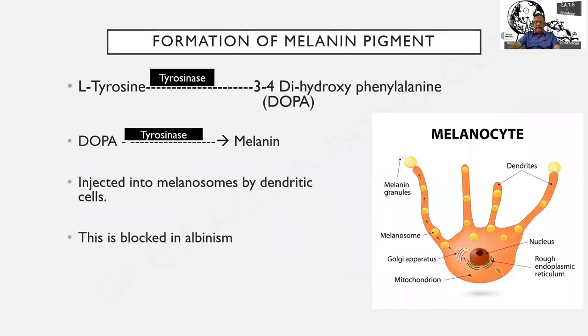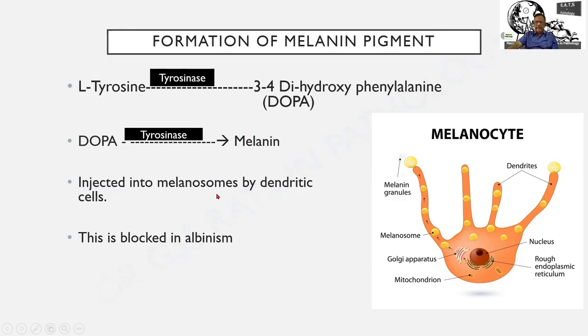How is a melanin pigment formed in our skin? There is L-tyrosine, which is acted upon by an enzyme called tyrosinase. This gets converted into dihydroxyphenylalanine or DOPA. So the tyrosine gets converted to DOPA by means of the enzyme tyrosinase. Again, this DOPA is also acted upon by the same enzyme tyrosinase, which converts it into melanin. So these two steps we must remember because they are very, very important.